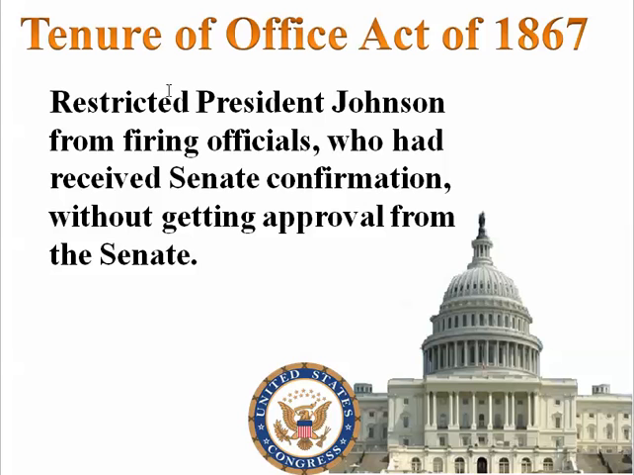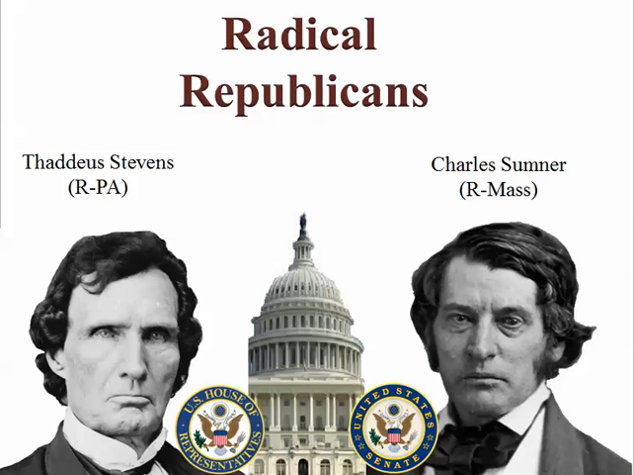under the Constitution. But anyway, once he's confirmed, under the Tenure of Office Act of 1867, President Johnson could not fire someone who had been confirmed by the Senate unless he got approval from the Senate to fire them. So this law was meant to limit Andrew Johnson from getting rid of people who were pretty much Republicans of a radical nature. So these guys were behind this law.